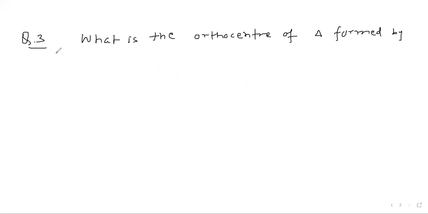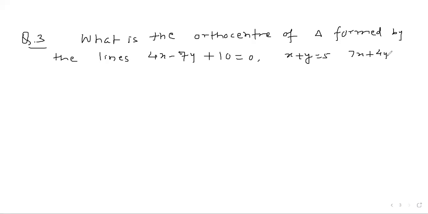Now let's see the next question. Question number 3. What is the orthocenter of the triangle formed by the lines 4x minus 7y plus 10 equal to 0, x plus y equal to 5, and 7x plus 4y minus 15 equal to 0?